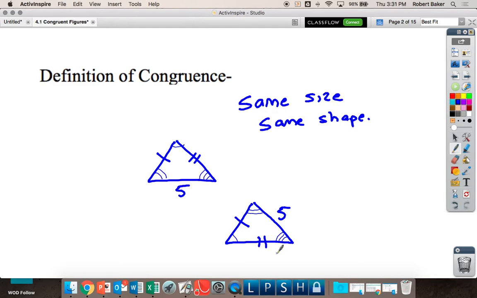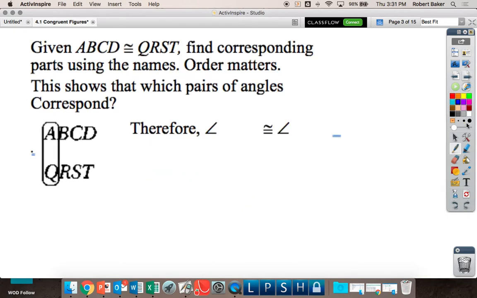No. Okay, so as we move forward, you'll see two different kinds of things. You'll see a statement. It says, given ABCD is congruent to QRST, find all the corresponding parts using the names. We call this the circle technique. So because I have ABCD is congruent to QRST, I use the circle technique to identify congruent angles. Angle A and angle Q are congruent. Matching.